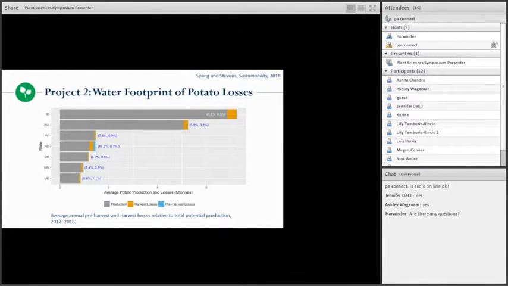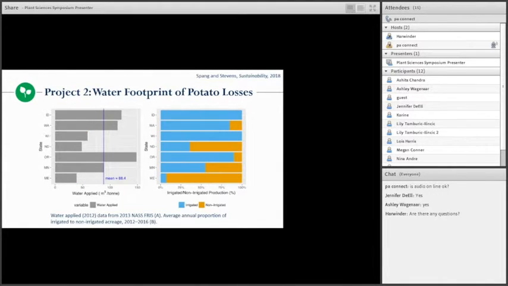Those losses relative to total production are shown here. So Idaho is the largest potato-producing state, followed by Washington, and then Wisconsin, North Dakota, Oregon, Minnesota, and Maine. Roughly, the harvest losses range from 3 to 7%. Pre-harvest losses range from about 1% all the way up to 7%. In North Dakota, they had a particularly rough weather year that year, too much precipitation.